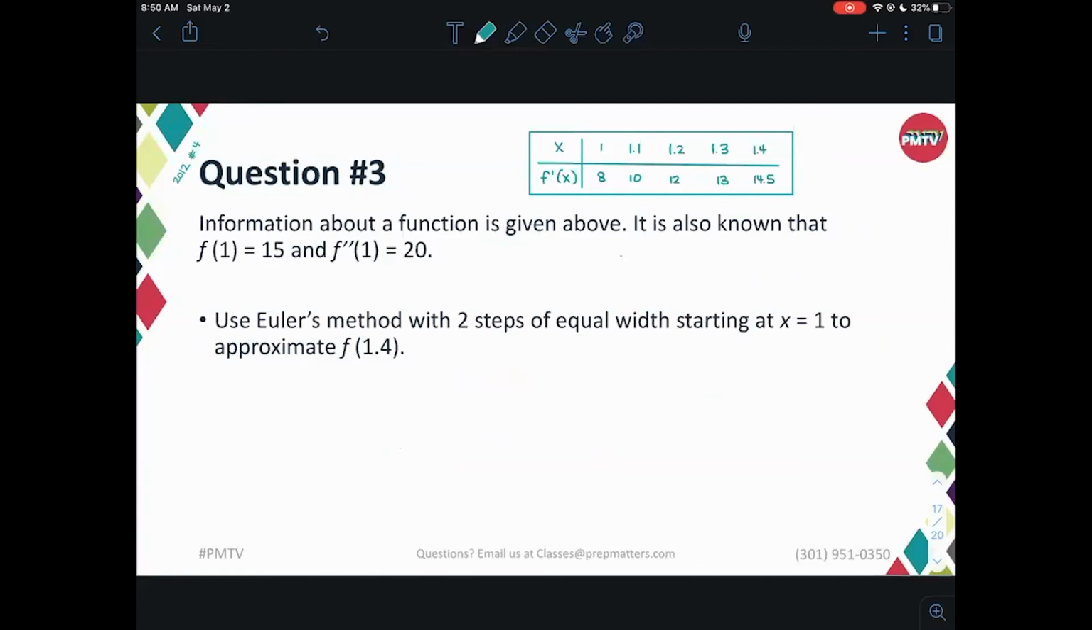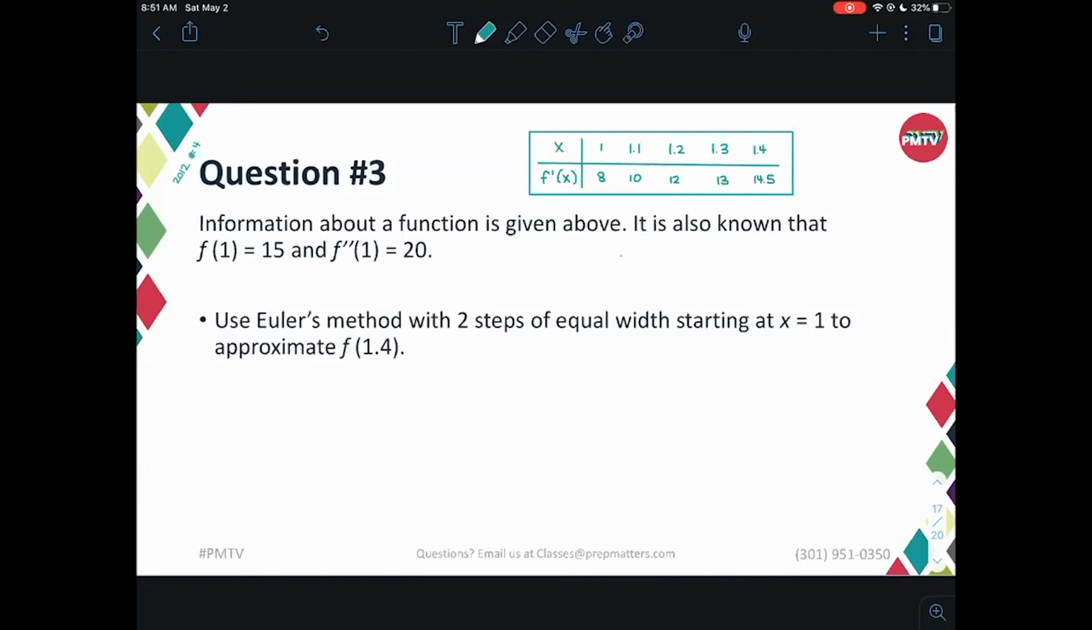All right, one quick question. I'm not going to walk the whole way through this, but I do want you to see this connection here. This is a 2012 question. It's number 4 on the 2012 BC exam. And this question connects Euler's method and a Taylor series approximation.